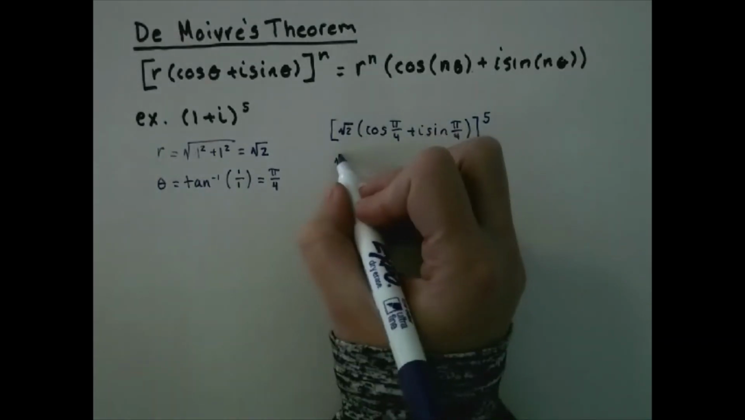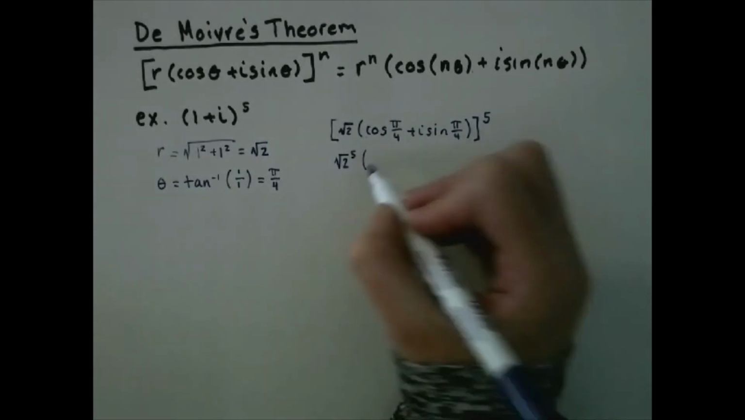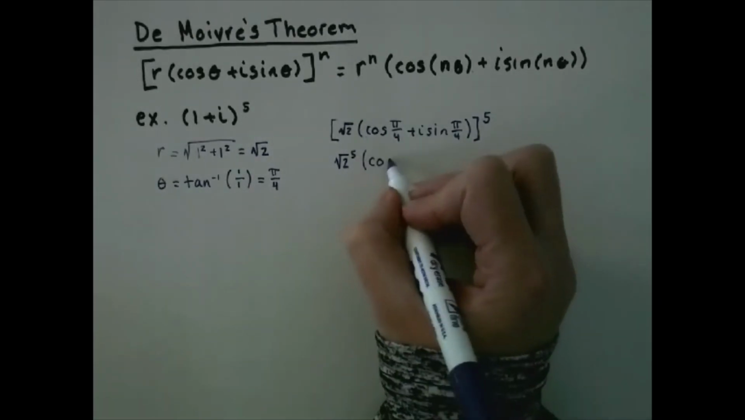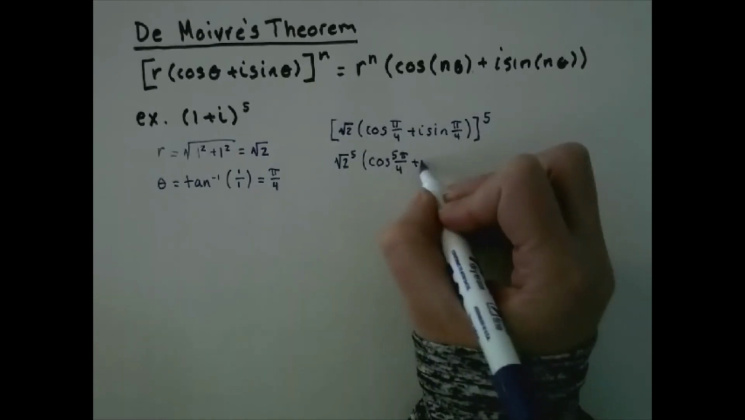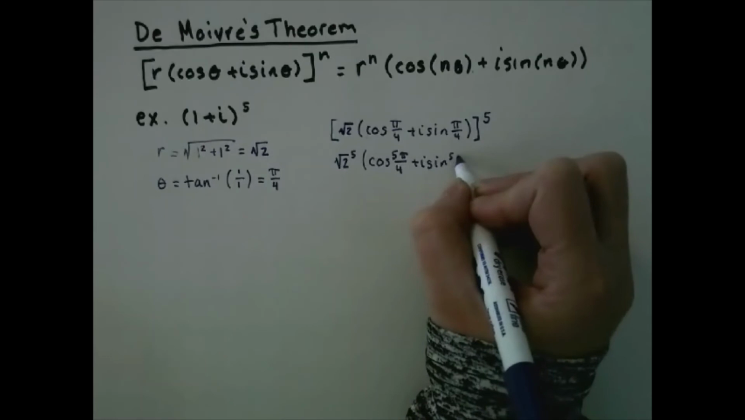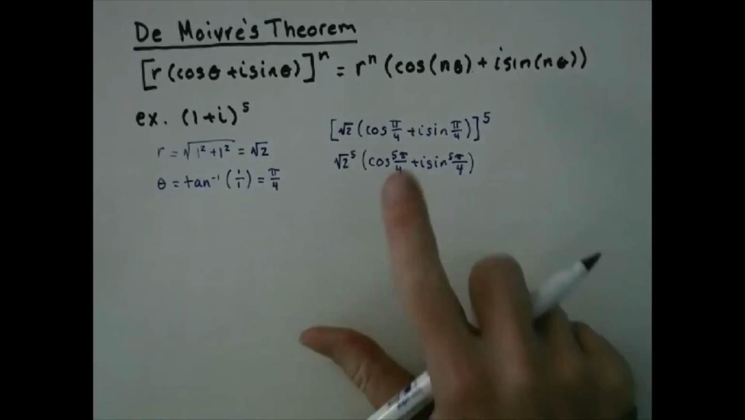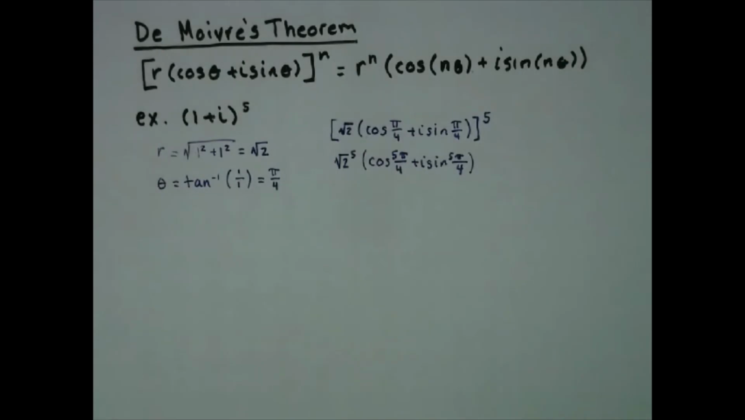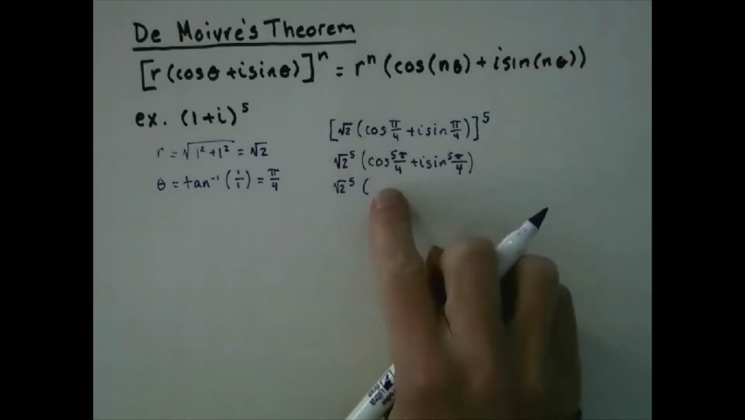Okay, so we're going to have root 2 to the 5th power, and then we're going to multiply. So we're going to have 5 pi over 4 plus I sine pi over 4. Okay, so we've done the math here. Now we just need to convert to rectangular. So I'm going to leave this alone for now.